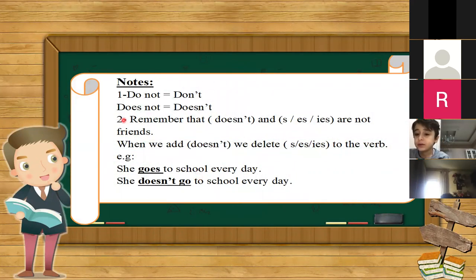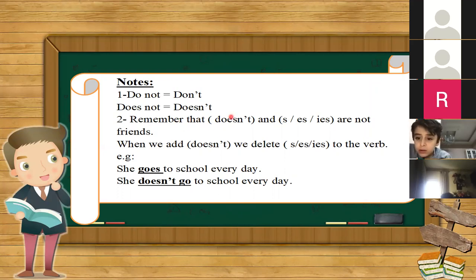Look carefully at this note. Do not equals don't. This is the short form. Does not equals doesn't, and this is the short form. How do we make the short form? We cross out the O in not and just add an apostrophe here. Remember that, this is very important.